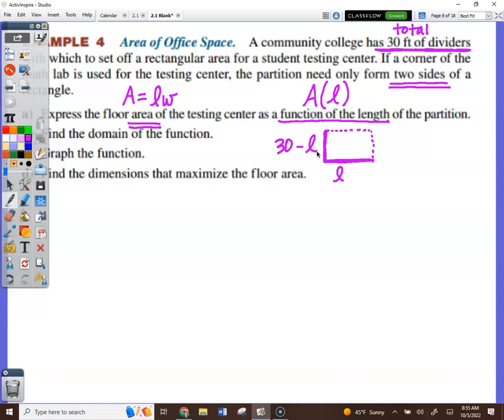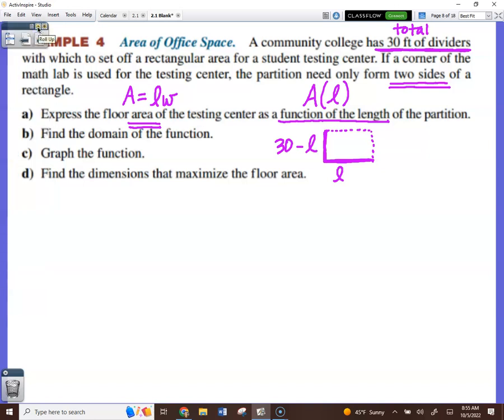Which I think is part A. So let me close this. All right, so A. Express the floor area of the testing center as a function of the length. So A of L, which is the name of our function, is going to be length times width. Well, my length is L. What's my width? 30 minus L. That's it.